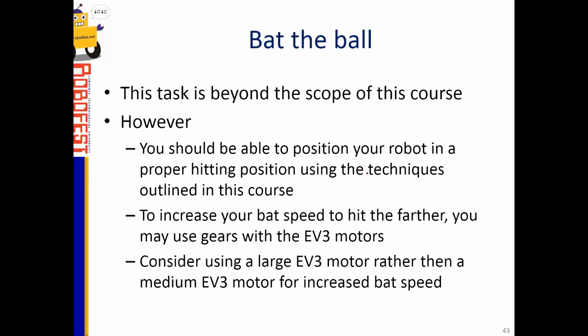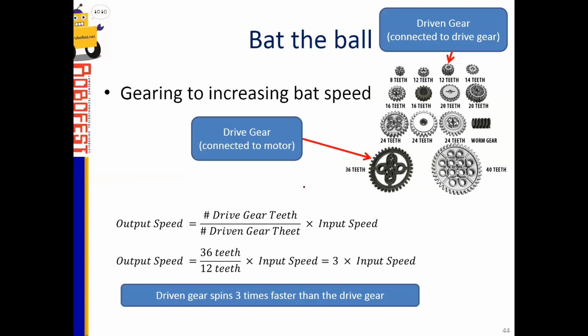And to make sure that your bat hits the ping pong ball really far, you want your bat to spin really fast. Your EV3 motor has a rather small speed. So if you go to a medium motor, you get faster speed. That has a lot to do with the gearing ratios built within the motors themselves. Or you might want to play with the gears that come with your EV3 kit.